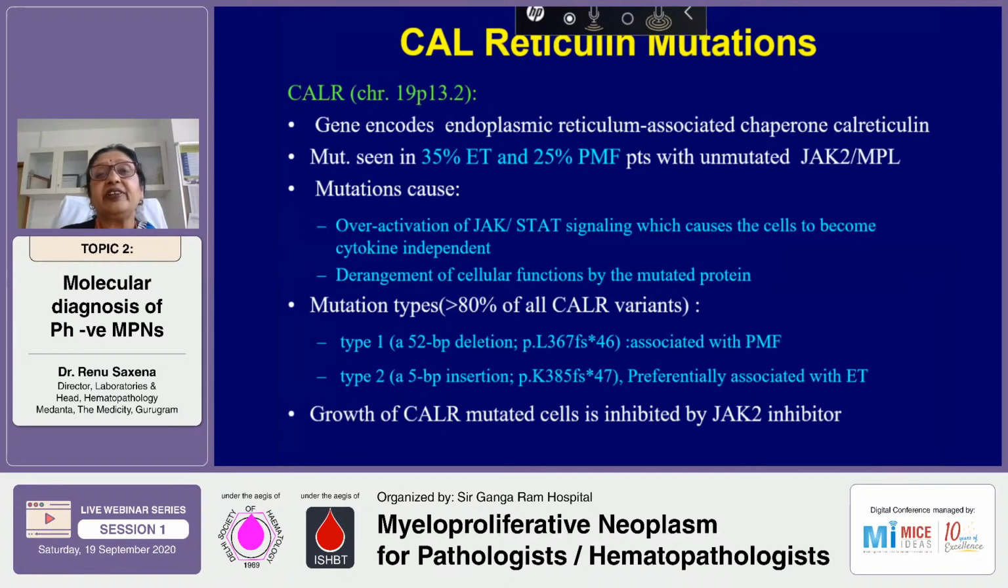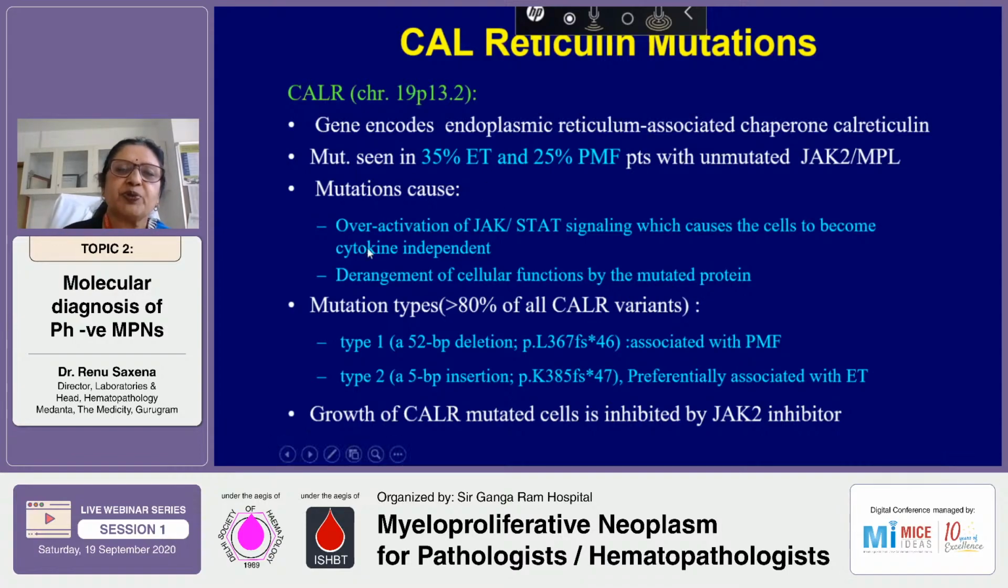Then we come to the third picked up mutation, that is the CALR mutation. This is a gene which encodes the endoplasmic reticulum associated chaperone, and this mutation is seen in 35% of ET and 25% of PMF with unmutated JAK and MPL mutations. What does this do? This causes overactivation of JAK-STAT signaling, which, as I told you before, leads to unbridled proliferation of all three series of cells. And then there is derangement of cellular functions by the mutated proteins.